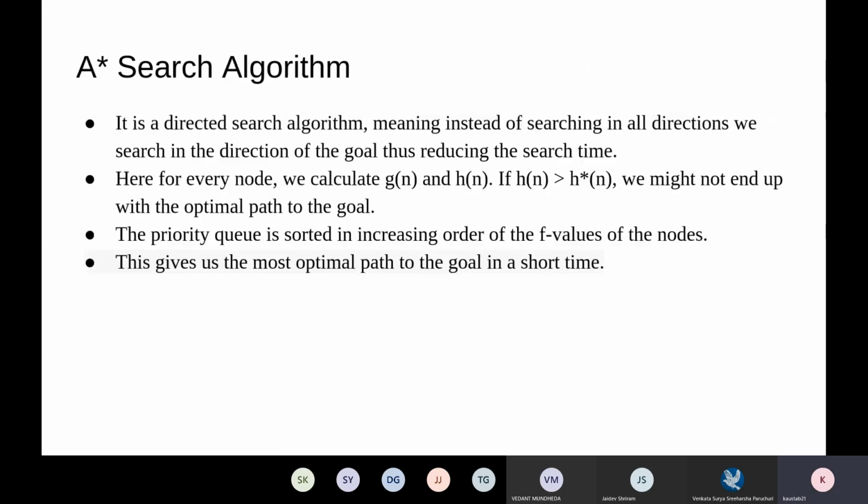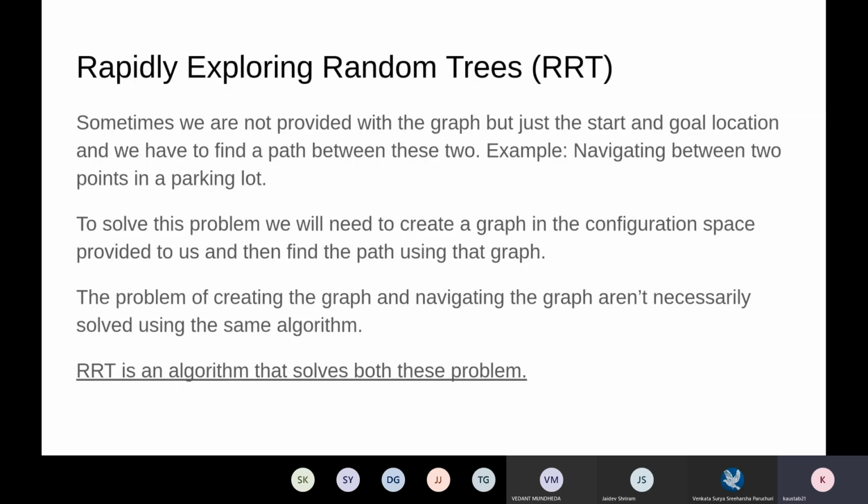The problem with those search algorithms is that we always need a graph to make them work. But in certain scenarios, we won't be given a graph. For example, navigating between 2 points in a parking lot. Here, we don't really have a graph. So how do we find the shortest path to navigate from one point to another point in the parking lot?